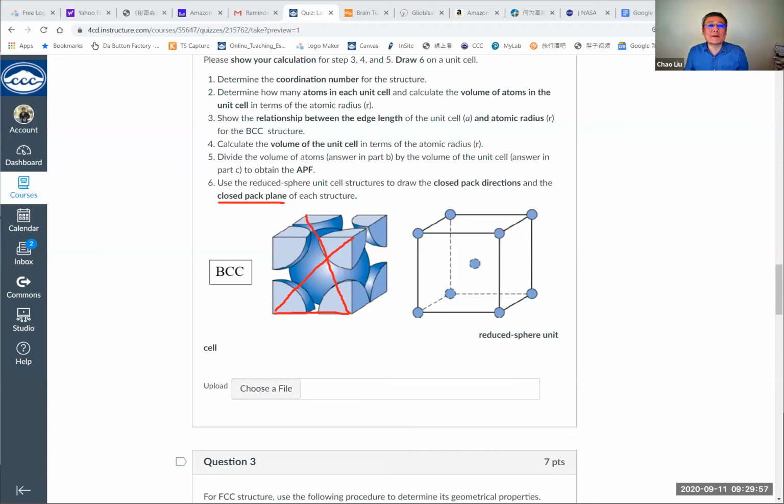So if you look at the plane, you'll say, you know, this plane, or this plane, or, let's see here, this plane. Okay, you could also have a plane go this way.